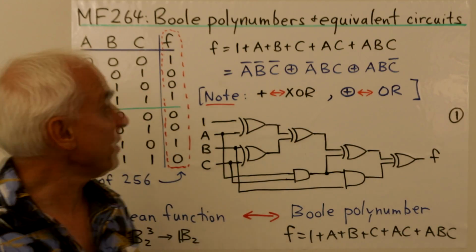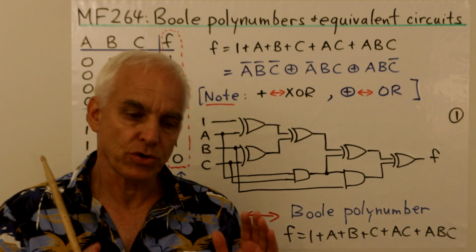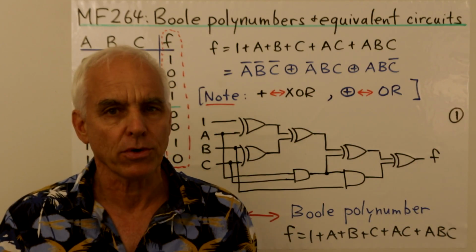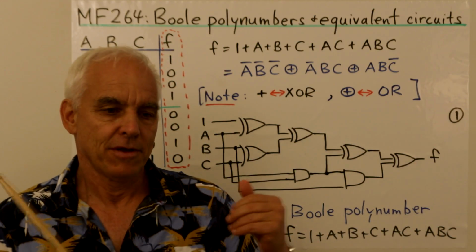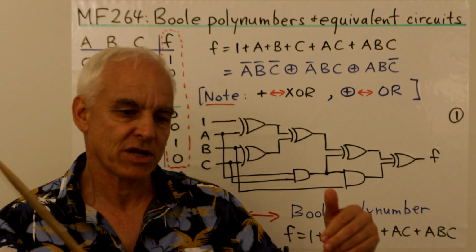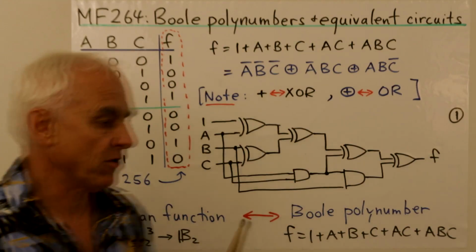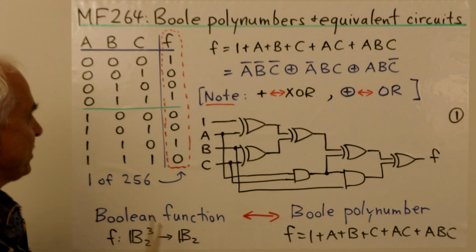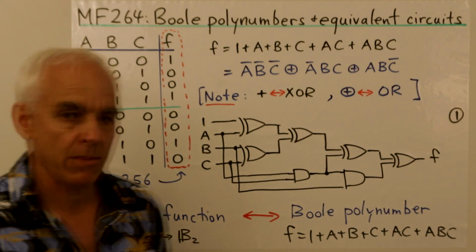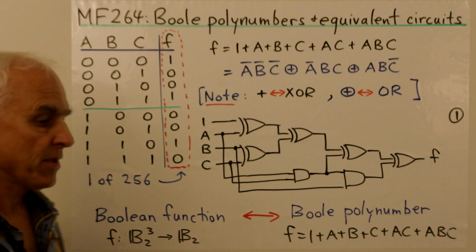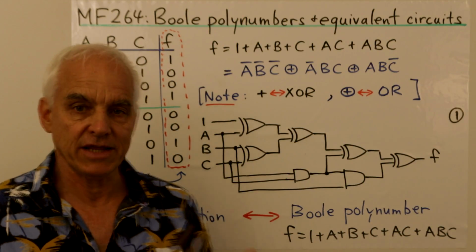Today we're going to be looking at the connection between certain types of polynumbers, algebraic expressions in the Boolean world, and Boolean functions, which sort of encode the effects of electronic circuits made out of gates. So here's the example that we were looking at last time. We were thinking about three inputs, A, B, and C, and here's a particular Boolean function in this situation.